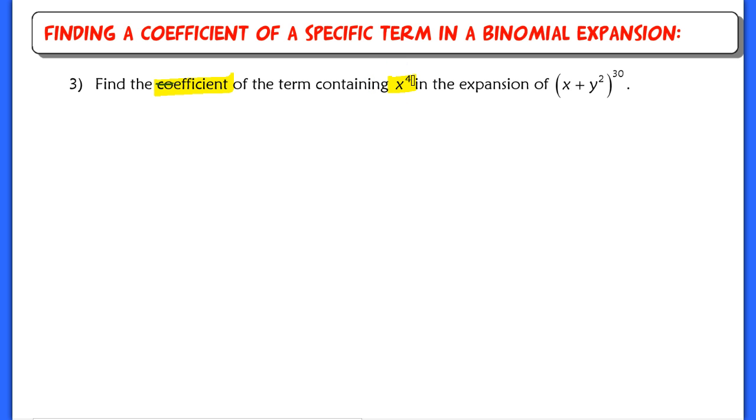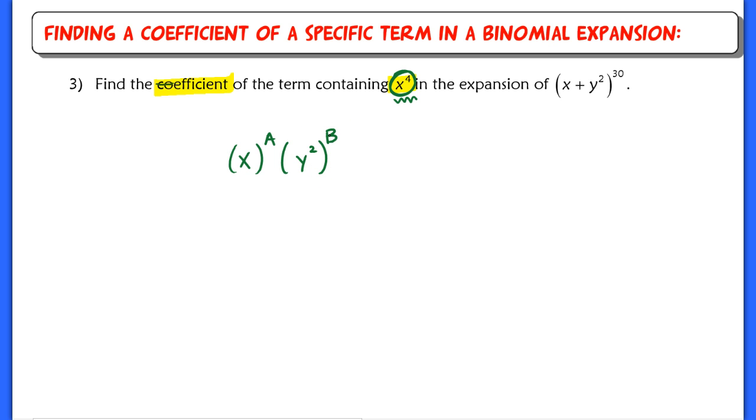So this time we don't know which term number it is, and the only information that they're really giving us is that we want to know the specific term that has x to the 4th in it. So let's consider this expansion. If we were to try to write the binomial coefficient at first, well, we have 30 choose some number because we don't know what term number it is, so we can't really fill this part in. So that's not really going to help us anything, so I'm going to erase that. And I want to consider the fact that I want x to the 4th. Okay, so I want to take x, raise that to some power, and y squared, raise that to some power.